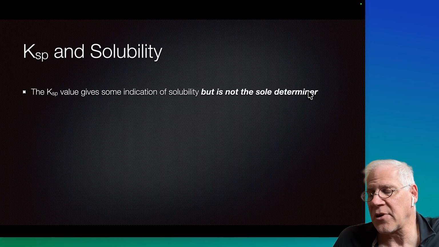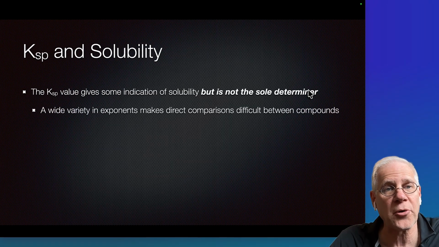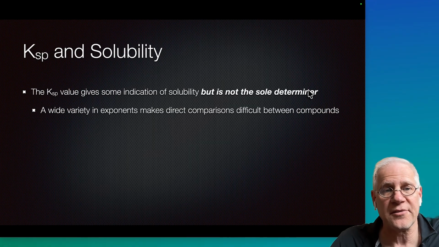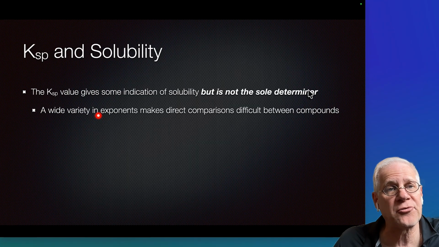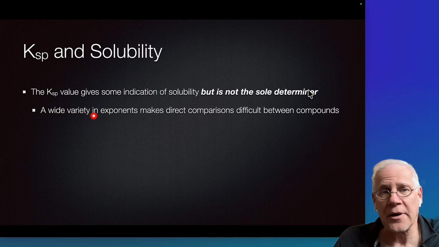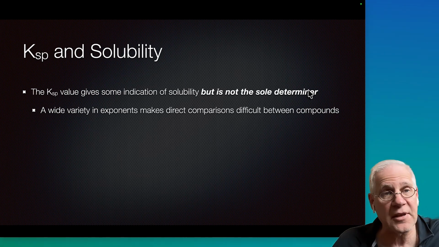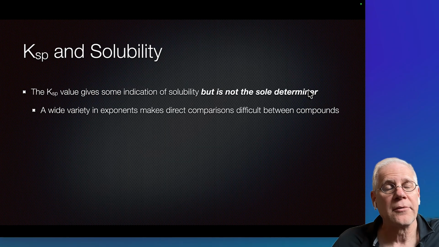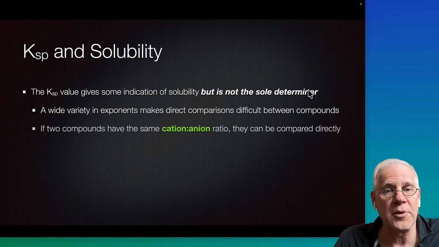So your KSP value does give an indication of solubility, but you can't use that as the sole determiner of is something more soluble than something else. When we are looking at Kas and Kbs, you pretty much always had a one-to-one stoichiometry between the hydrogen ion and the counter ion. Well, here in our KSPs, we have a very wide variety in exponents between different compounds, and that can really impact the value of the KSP. Even for things with similar solubilities, if they have a different stoichiometry when they dissolve, their KSP values become very different. And so what we have to look at is something a little bit different.